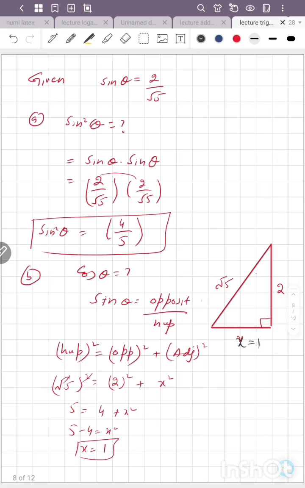x equals 1. Now cos theta means adjacent over hypotenuse. So the adjacent is 1 and the hypotenuse is square root 5. We got this answer. Okay, hopefully, dear friends, you can understand this topic. Now we will move forward.